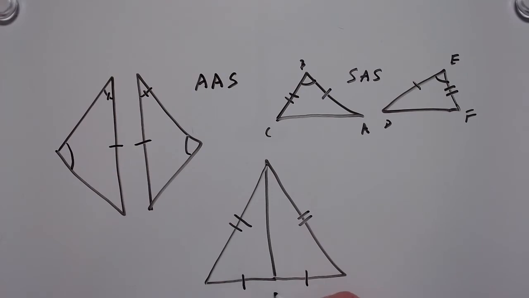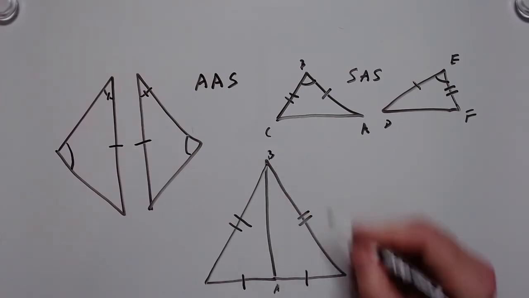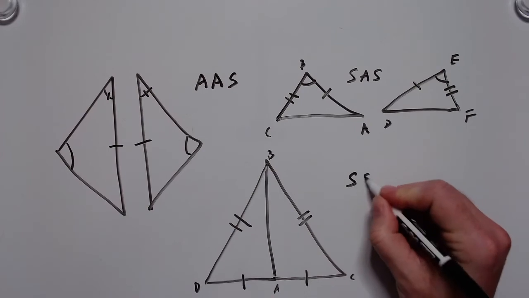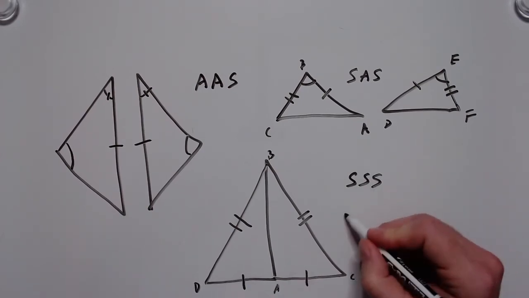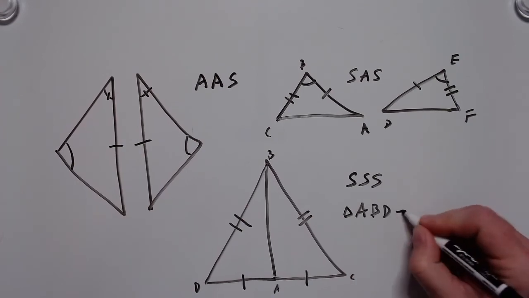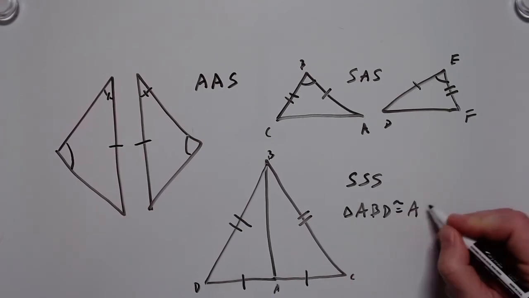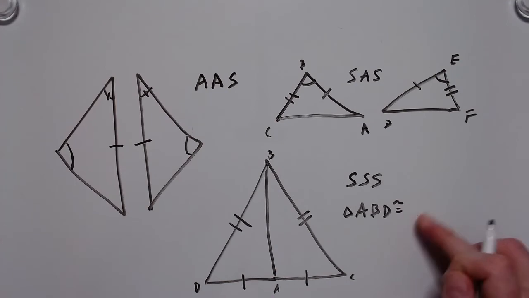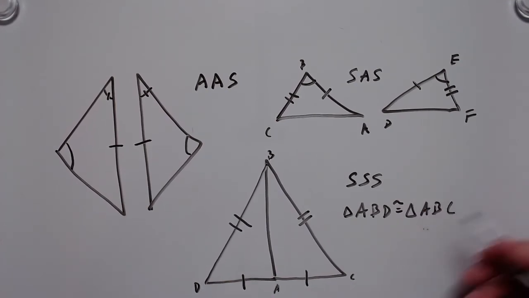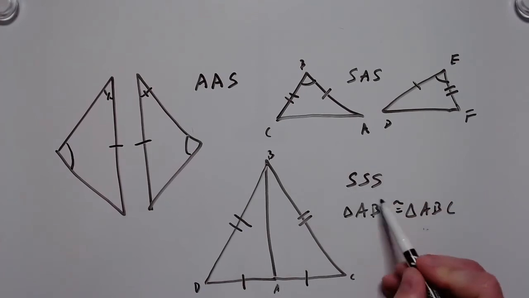So this segment, let's just call it AB, right? And we can call this C, and we can call this D. A and B, AB is a segment of both triangles. So we have side, side, side congruence between triangle ABD is congruent to triangle ABC. AB is the corresponding segment on both of these triangles.